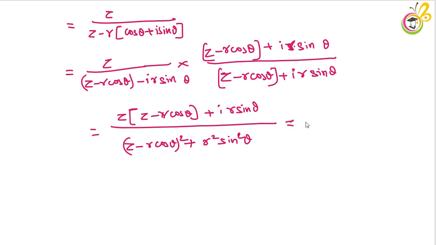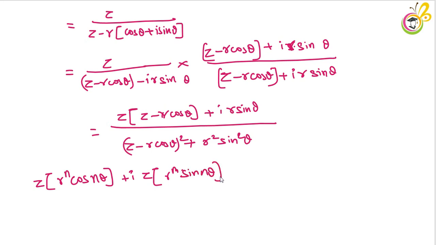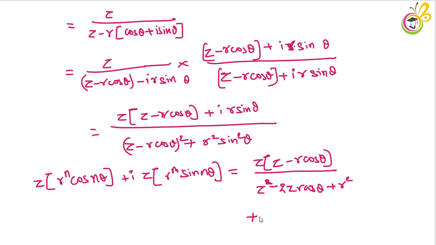Now you expand the denominator, and the left hand side is Z of r^n cos n theta plus i into Z of r^n sin n theta, which is equal to z times (z minus r cos theta) divided by z square minus 2 z r cos theta plus r square, plus i into z r sin theta divided by z square minus 2 z r cos theta plus r square. So consider this term.